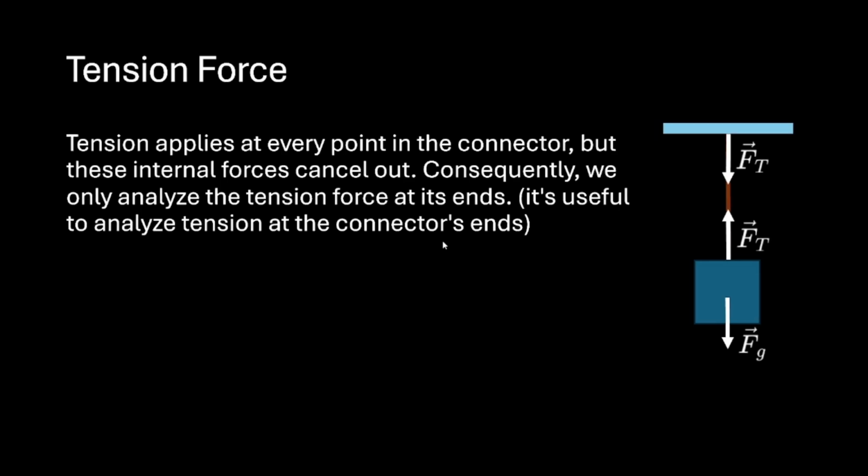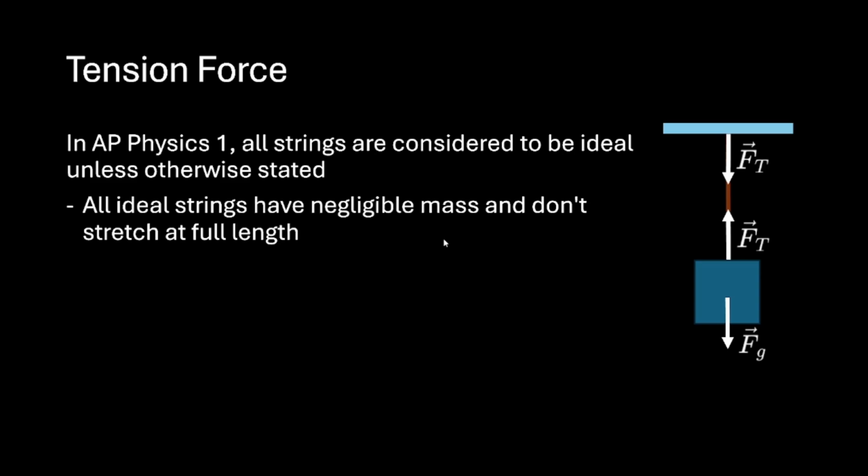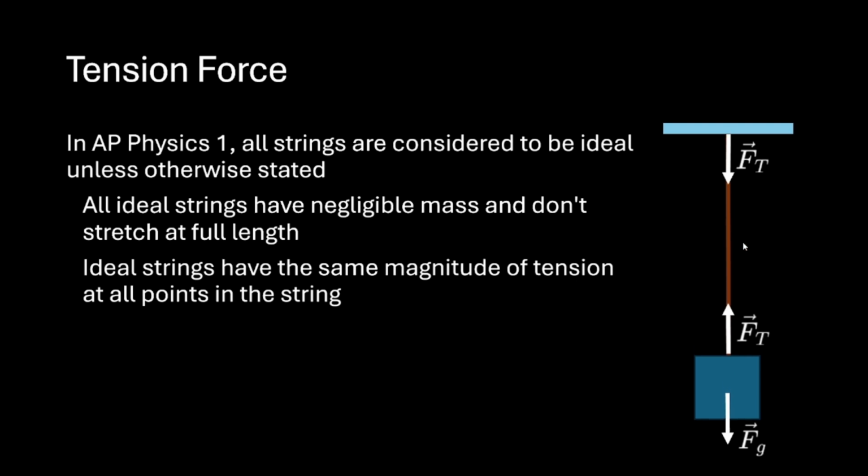Now, in AP Physics 1, all strings are considered to be ideal unless otherwise stated. All ideal strings have negligible mass and don't stretch at full length, so they don't completely deform. Ideal strings have the same magnitude of tension at all points in the string. So if we analyze a part of the string here, we see how the force of tension is always equal at every point. So the direction and magnitude of the vector here is the same as all the other vectors.